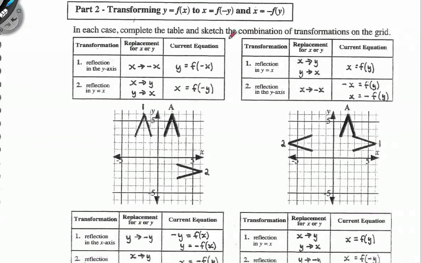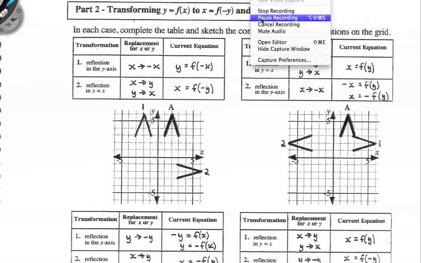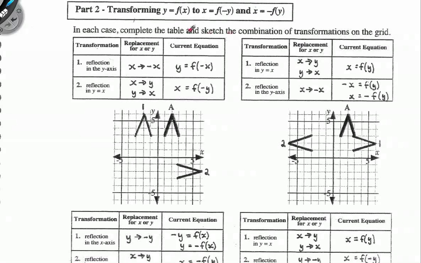Okay, moving right along, we have transforming this to this and this. Alright, transforming. In each case, complete the table and sketch the combination of transformations on the grid. I'm just going to shorten this video up and let you read what's going on here. This is just replacement notation for reflection in y. That would become the equation, followed by a reflection in the y equals x line.